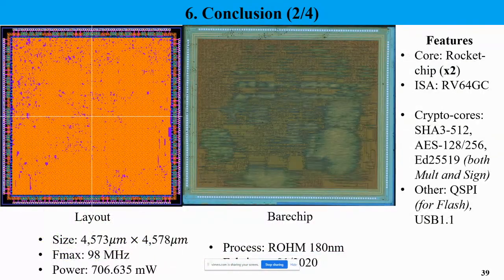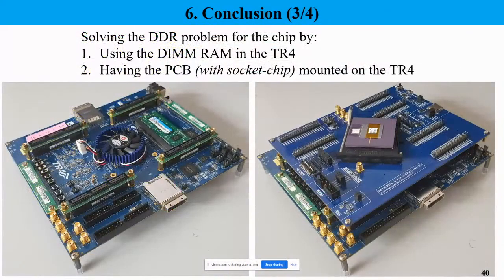Another version of the platform with 2 Rocket cores was also implemented in ROHM 180. This includes the SHA-3, AES, Ed25519, QSPI, and USB 1.1, bringing the necessary devices for performing acceleration in the trusted execution environment. The size of the die is 4.5 by 4.5 millimeters and it draws about 706 milliwatts at the maximum frequency of 98 megahertz. There's a photo of the TEE hardware demo.